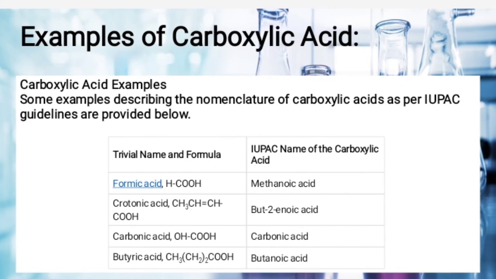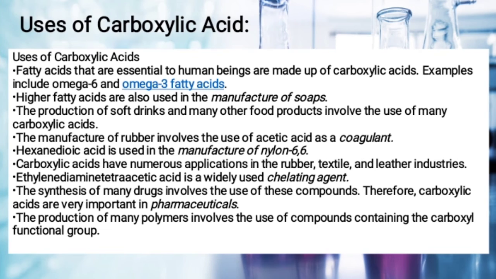The next one is the example of carboxylic acid. So this is the description of the nomenclature of carboxylic acid as per IUPAC guidelines. The left side is the trivial name and formula, and the right side is the IUPAC name of the carboxylic acid. For example, formic acid, which has the formula HCOOH, and the IUPAC name of this is methanoic acid.